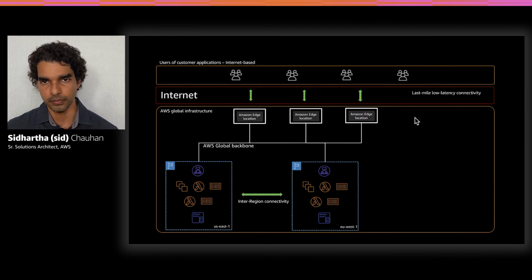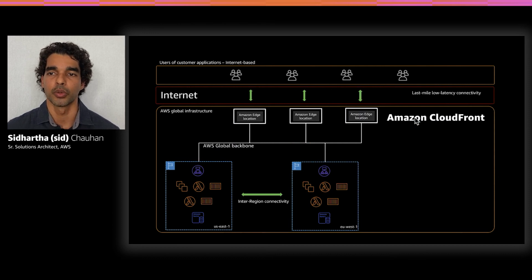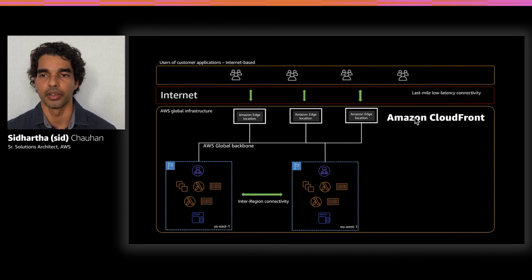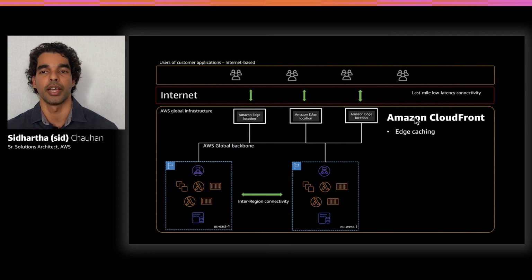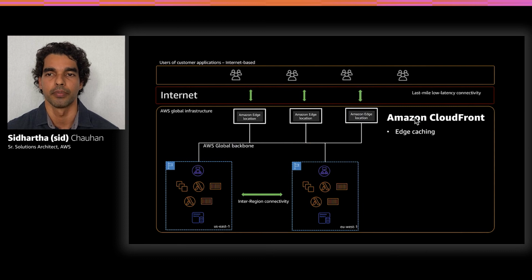Now, while this is great and we have solved a lot of problems, how can we make this even better? And we can do that using CloudFront. So the idea there is we can cache our data in the edge locations. So the traffic never has to go back to AWS regions. It can be served right off the edge locations. And this will ensure least amount of latency.